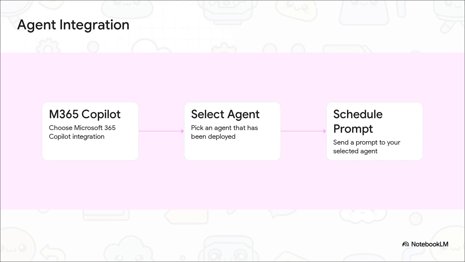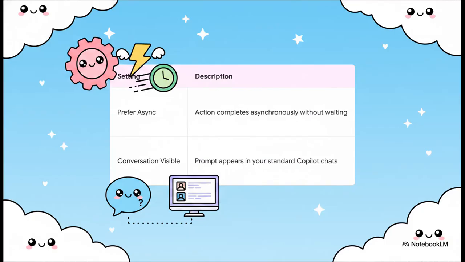Connecting them into your workflow is surprisingly simple. First, you just select the Microsoft 365 Copilot integration from the menu. Second, you choose a pre-deployed agent, like, say, a researcher. And third, you just type out and schedule a specific prompt for them. In our source material, the creator literally just told a researcher agent to go find info on the new designer, keep it short, and do it without asking follow-up questions. It is exactly like delegating a task to an eager intern. And you have total control over how they operate in the background.